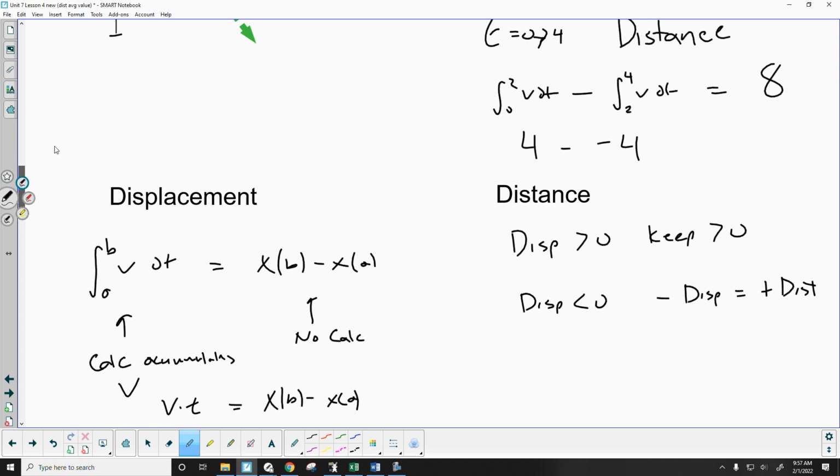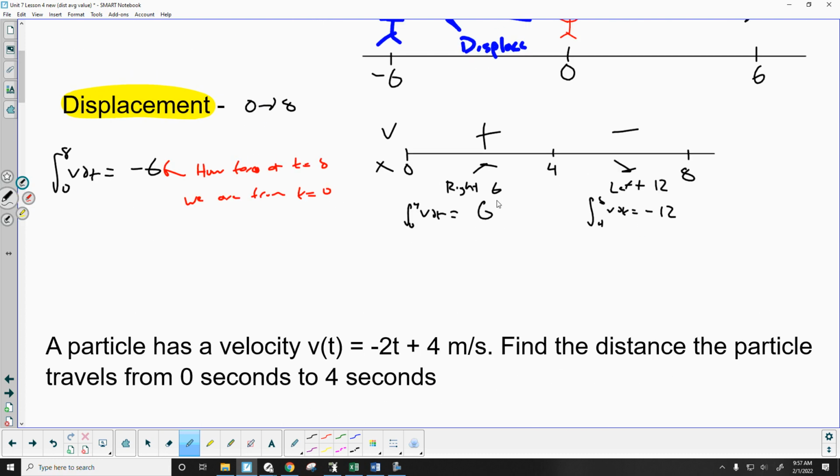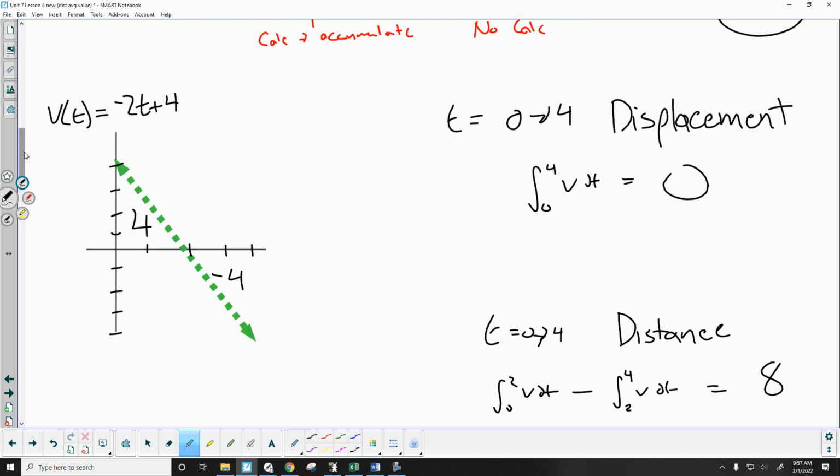This is what you guys naturally did. You said right 6, left 12. Instead of 6 plus -12 to get your displacement of -6, you did 6 minus -12 to get 18. Instead of 4 plus -4 to get your displacement of 0, you did 4 minus -4 to get 8. Okay? All right.